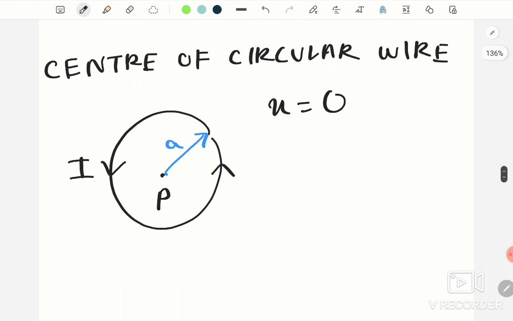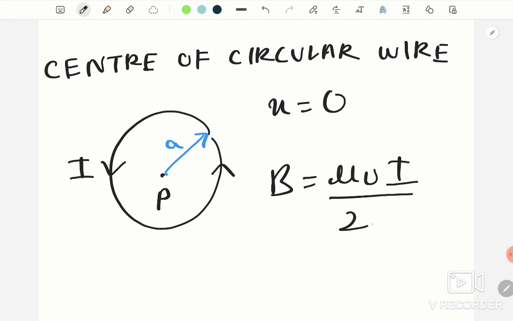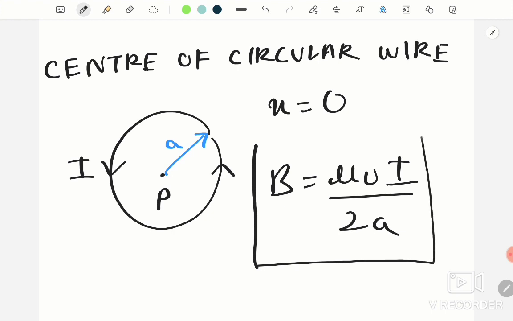Guys, the value of magnetic field comes out as mu naught I divided by 2a. You have to keep in mind that even in this formula, the value a is the radius of this circle. Here also, if you want to find the direction of magnetic field, you need to point the right hand curl fingers in the direction of electric current, and the right hand thumb will give you the direction of magnetic field.